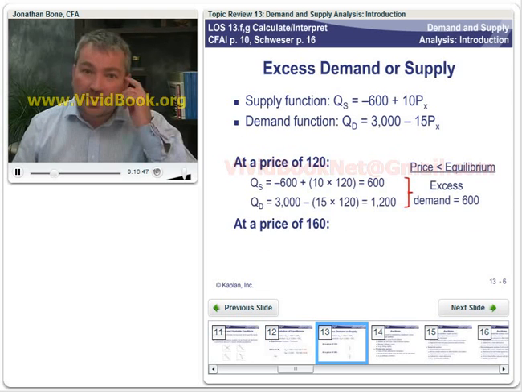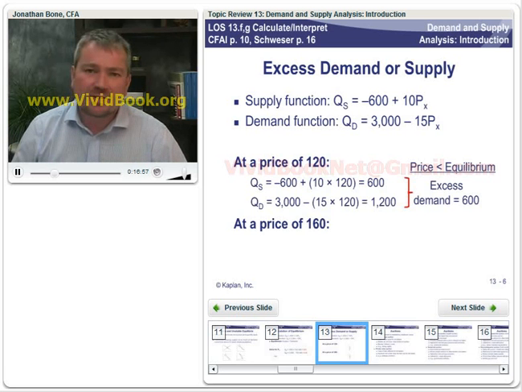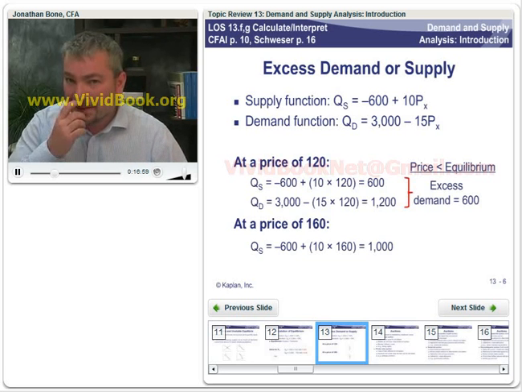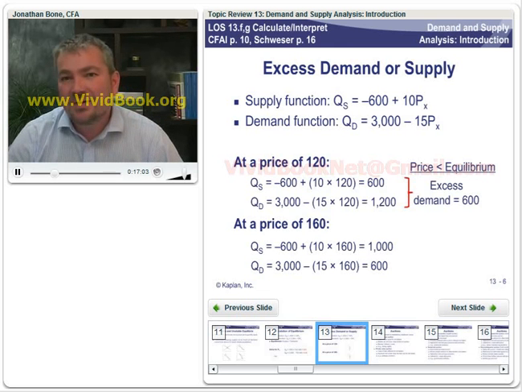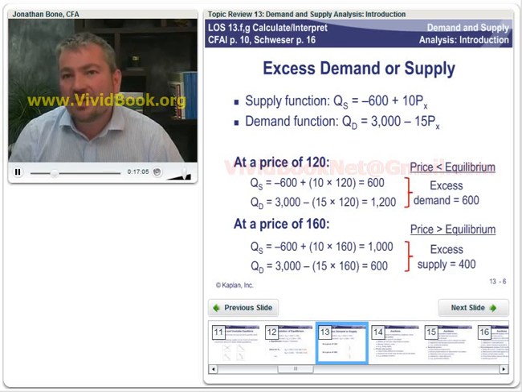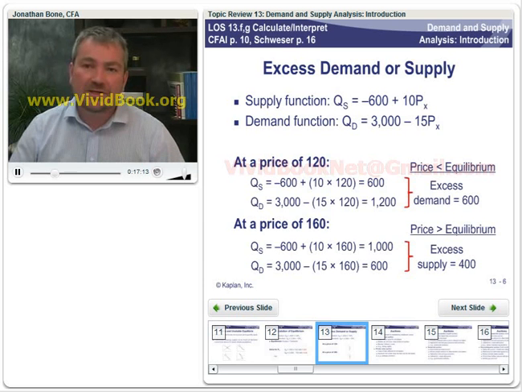Now, of course, at a price of 160, given the equilibrium price was 144, supply should outstrip demand. So supply, 1,000 units, demand, 600 units, we've got excess supply of 400 units. And the only way firms are going to be able to shift these goods and services is to reduce prices. So price should start to fall.